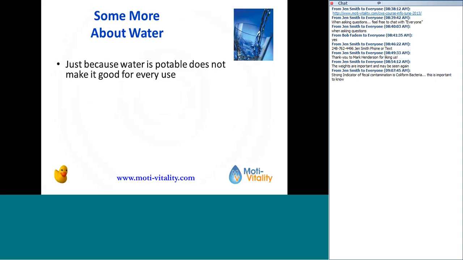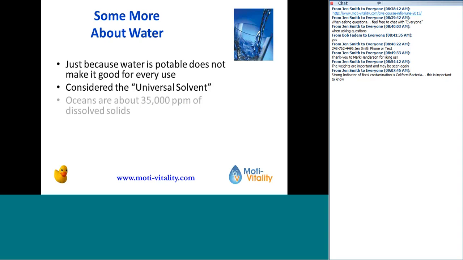Just because water is potable doesn't make it good for every use. It is considered the universal solvent. That means it tries to dissolve pretty much everything it touches. Oceans are about 35,000 parts per million of total dissolved solids. And that's one of the reasons it's so hard to use reverse osmosis technology or any kind of membrane technology to reduce those TDS.